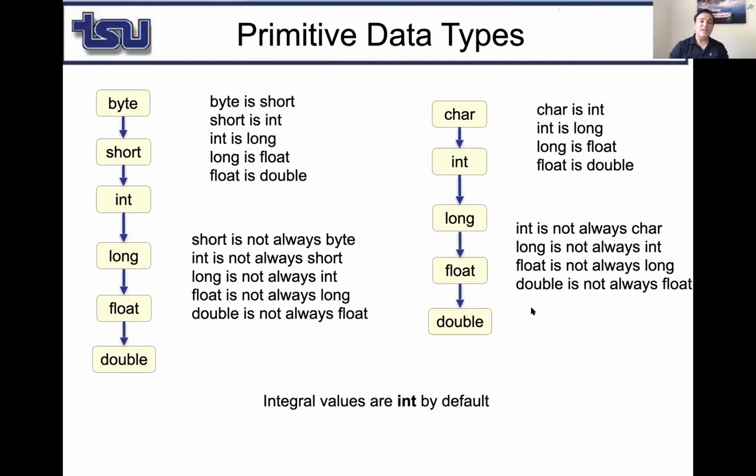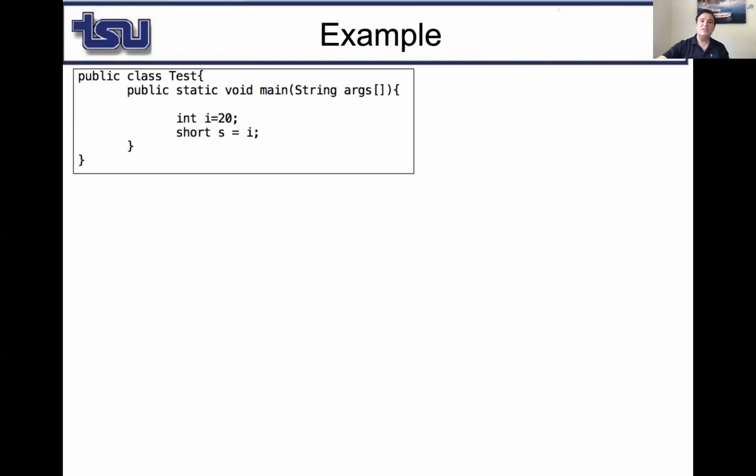By the way, integral values, remember integral values were byte, short, int, or long. The default type for integral values is what? It is int, sorry. And floating point numbers, remember they were float and double. Floating point values are double by default. Let's see an example of what I mean by that.